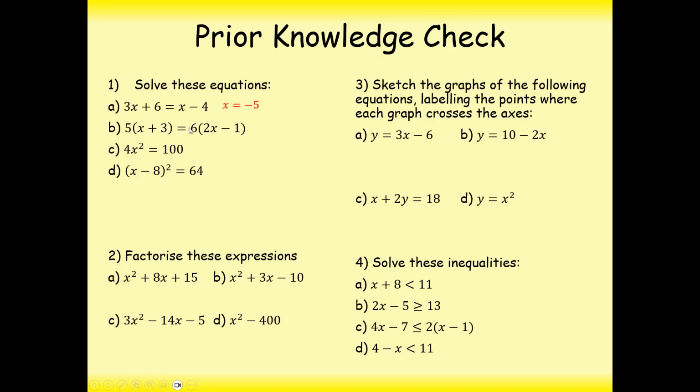To solve part 1b, you would have to multiply out the brackets and collect like terms on one side of the equation. Question 1c actually has 2 answers because you're going to take the square root of x squared after dividing 100 by 4. So there are 2 answers there. Also, in this case, the square root of 64 will have plus and minus 8. So the answer will be either 0 or 16.